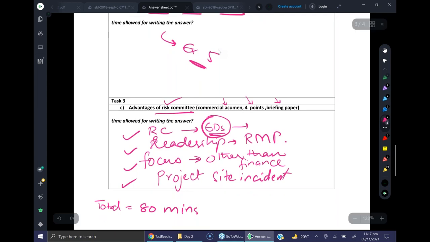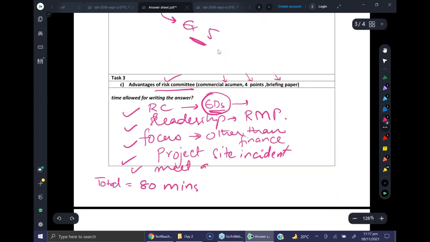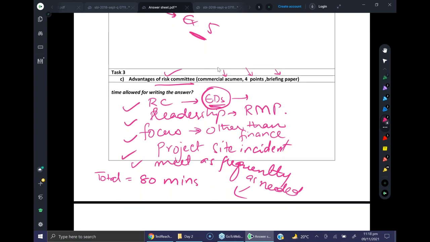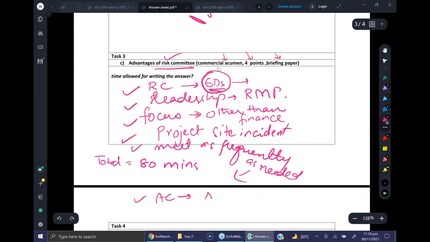And also if there is a separate risk committee, they can meet as frequently as needed, because the audit committee meets after like 3 months or so. And we can say that the risks are changing very frequently, so they need to meet more frequently, and audit committee might not have this time. Another point which I can think of is audit committee has a lot of work to do, so they are not actually emphasizing very much on this risk area.